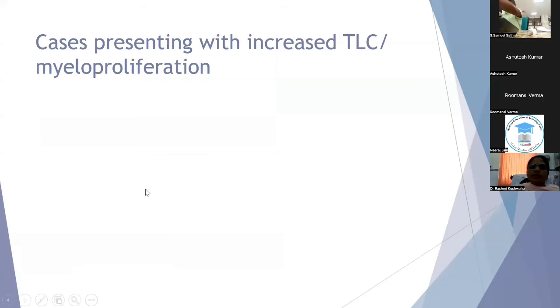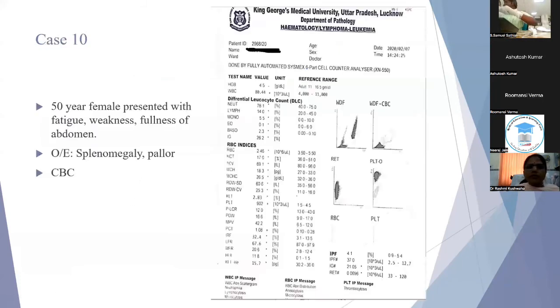Now, the next part of this talk is cases presenting with increased leukocyte count or myeloproliferation. This is a 50-year-old female presented with fatigue, weakness, and fullness of abdomen. On examination, she had splenomegaly and pallor, and this is the CBC shown here. In this CBC, we can see a characteristically raised WBC count. The platelet count is also raised, 9 lakh.